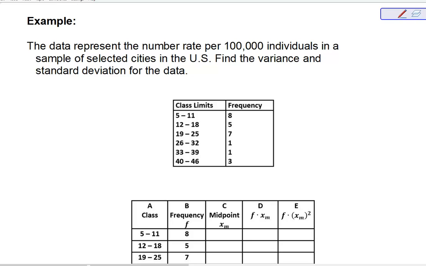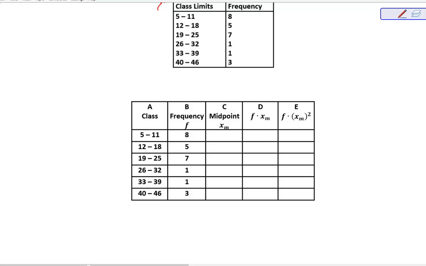The data represent the rate per 100,000 individuals in a sample of select cities in the U.S. Find the variance and standard deviation for the data. Okay. So this table gives you the class limits and their frequencies. And I've already started the table to find the variance and standard deviation for us. What we need to do is find the midpoint and go from there.